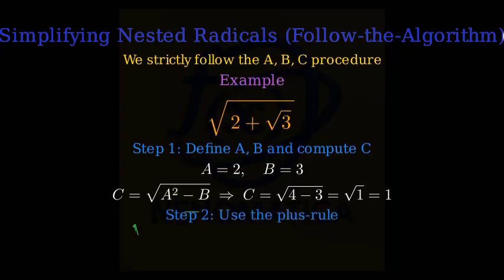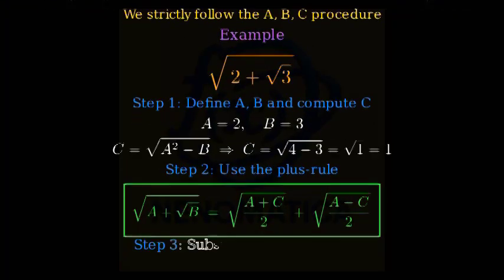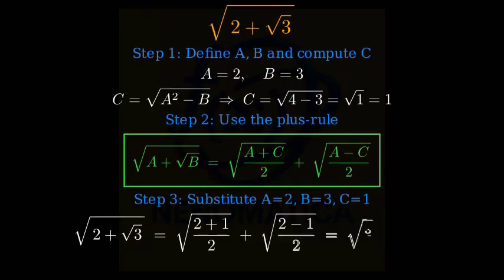Step 1. Define capital A equals 2 and capital B equals 3. Compute capital C equals the square root of a squared minus b. That is the square root of 4 minus 3, which equals 1. Step 2. Use the rule for the square root of a plus the square root of b inside one radical. The rule says the square root of a plus the square root of b equals the square root of open parenthesis a plus c over 2 close parenthesis plus the square root of open parenthesis a minus c over 2 close parenthesis. Step 3. Substitute a equals 2, b equals 3, and c equals 1 to finish.